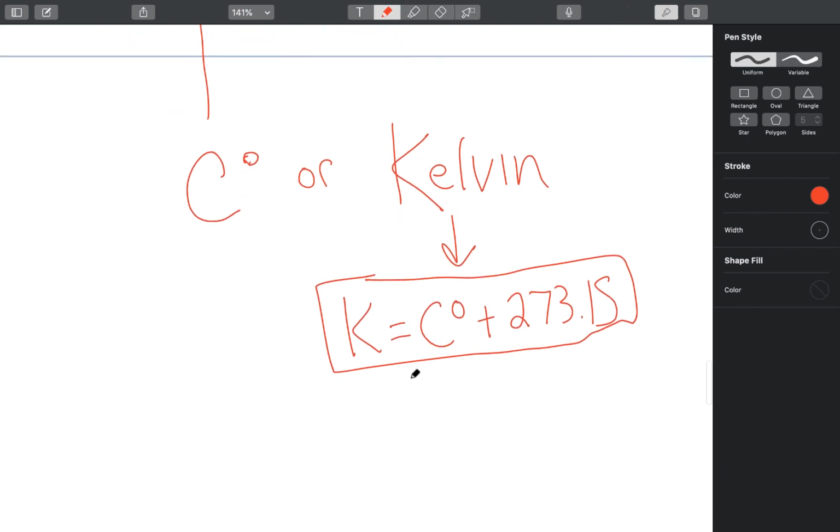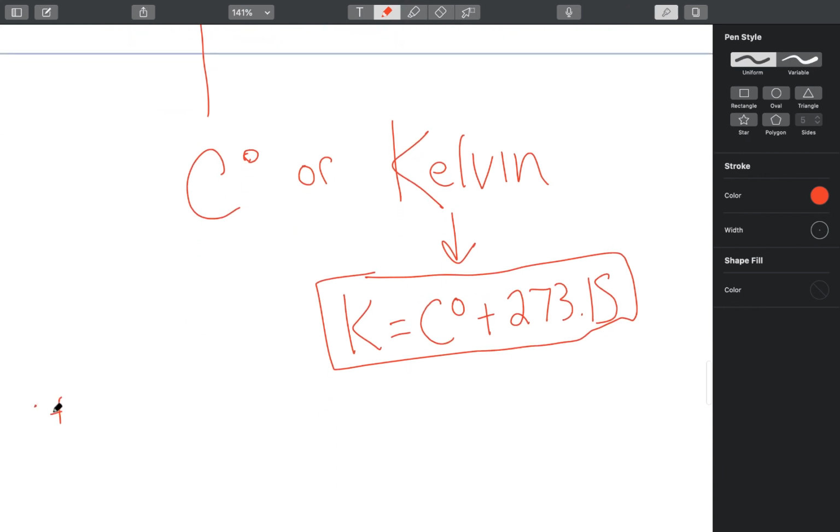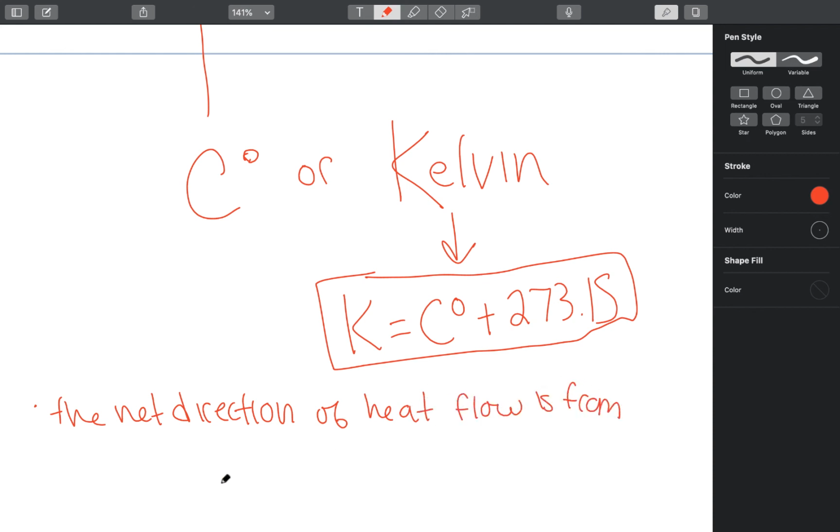So heat, the net direction of heat flow is from the object of higher temperature to lower temperature.